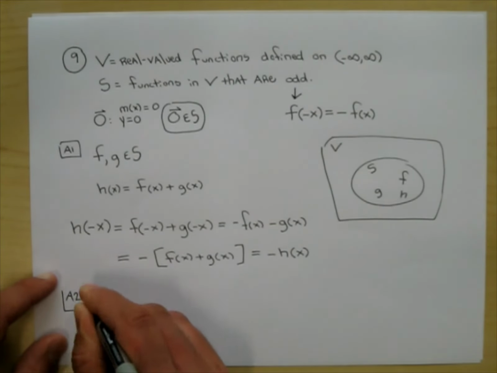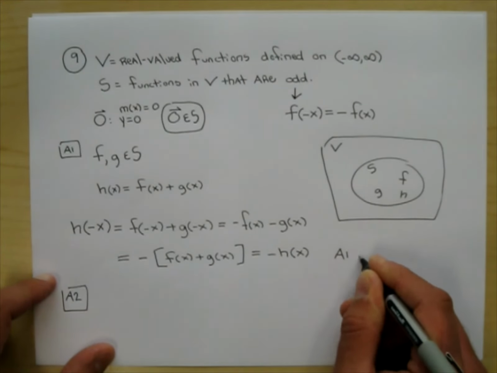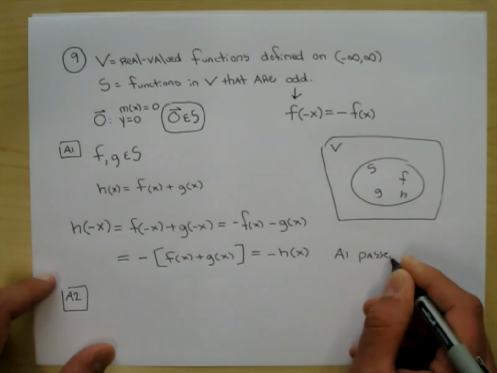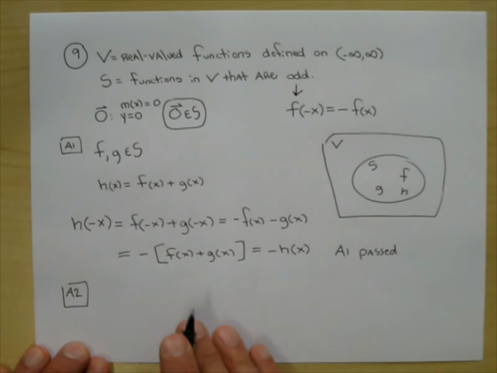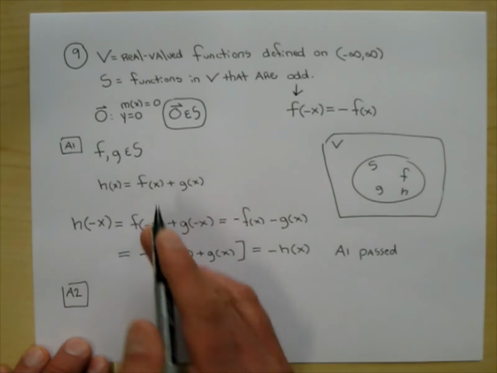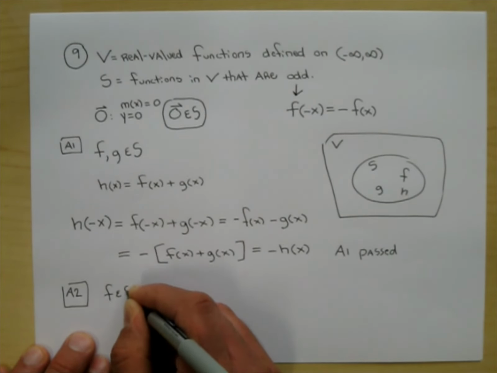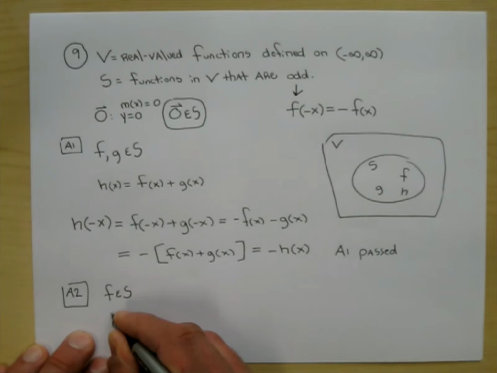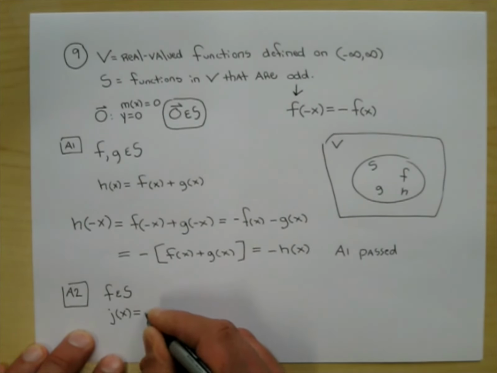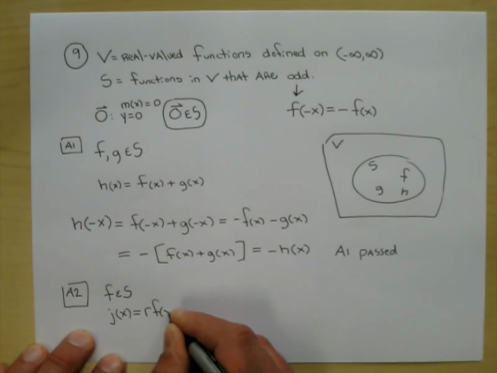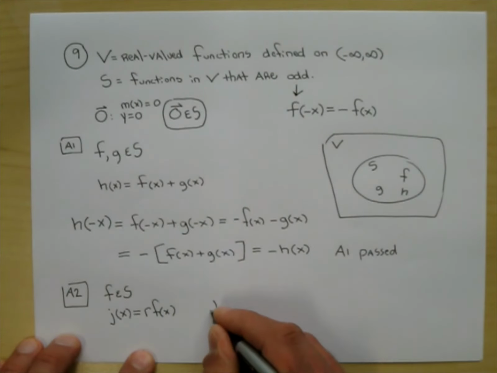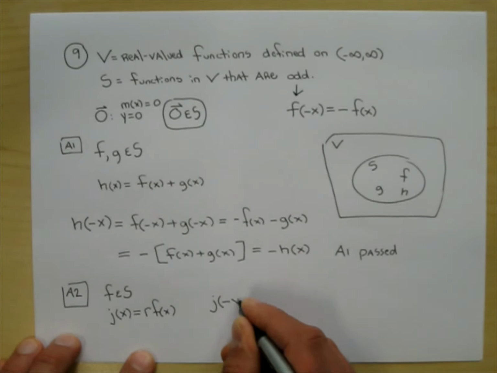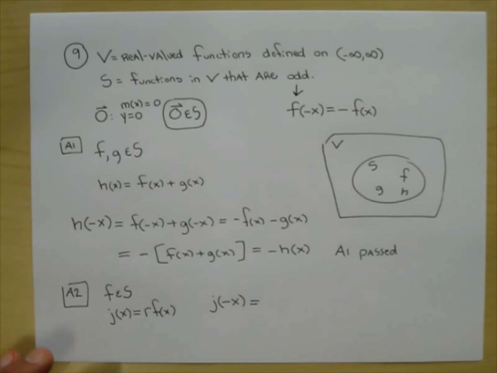Axiom 2. So Axiom 1 passes. Axiom 2, let's pick a different person. F and G are in the party circle. We'll just say F is in the party circle, and we're going to go like R times F, and we're going to call that Jonathan. Jonathan's going to be R times f of x. Well, is Jonathan an odd function? Let's verify it. Here goes the hazing exercise. We feed Jonathan a negative x and see what he does.